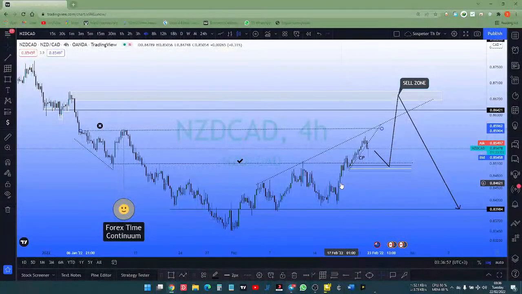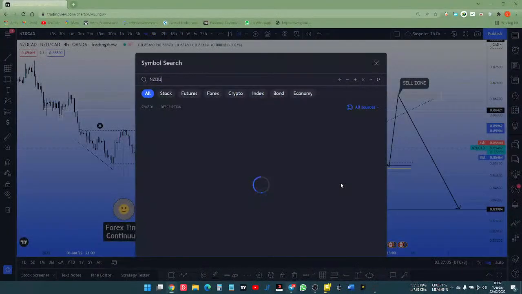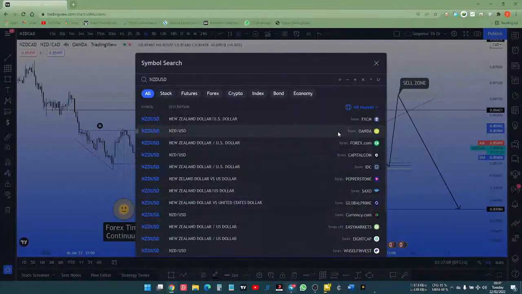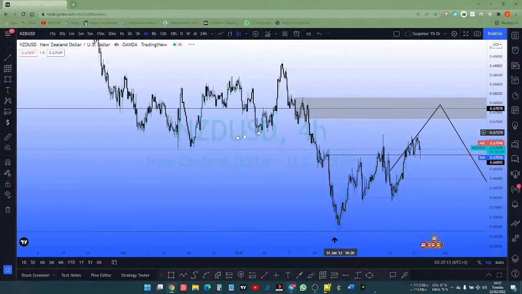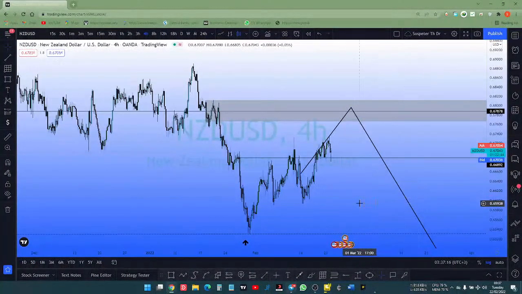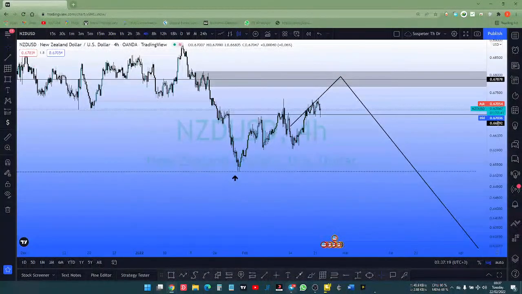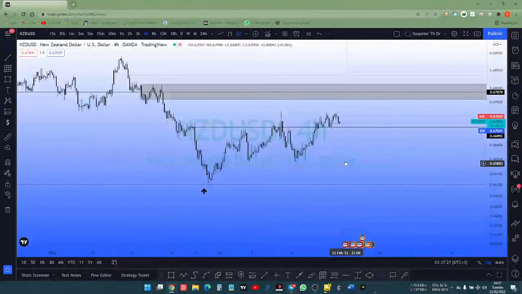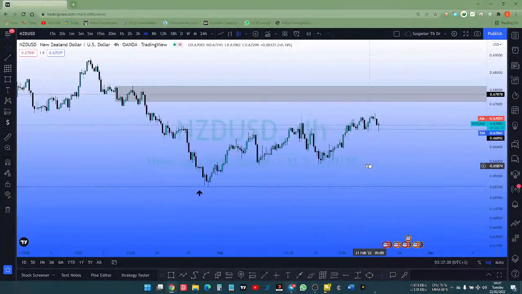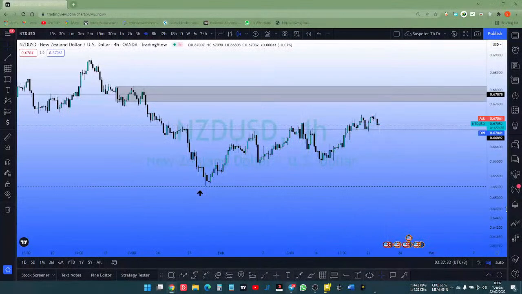So that is NZD card. The next is NZD USD, the same 4 hour. Okay, NZD USD. It's more of the same setup. Let me remove these. Even for this, there isn't that much. It's a simple setup. It's a 4 hour setup.